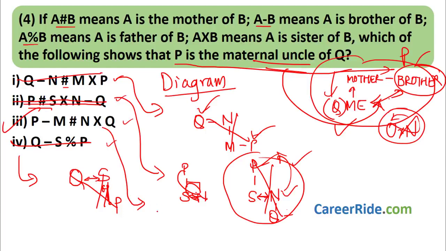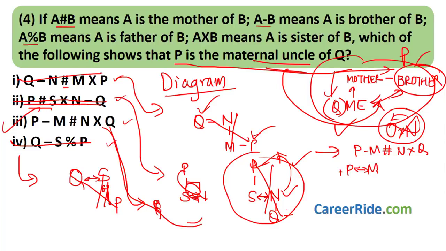P dash M, that means P is brother of M. So I'll draw it over here. What is it? P dash M hash N multiplied by Q. P is brother of M. These are siblings. P is brother, male. Now P is brother of M. We do not know the gender of this.